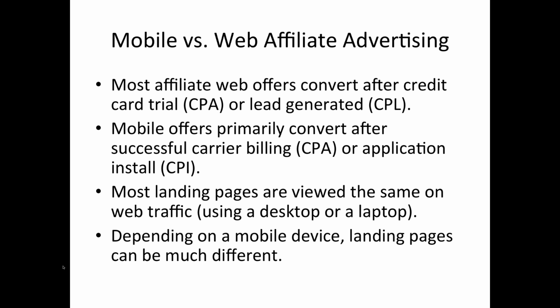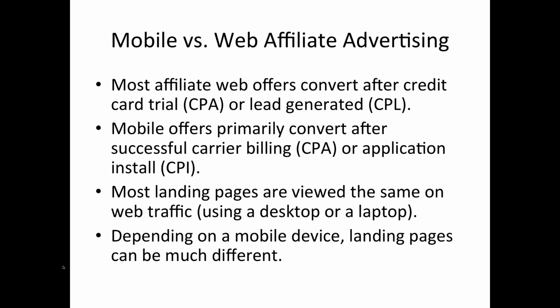Now, when you're advertising on a desktop or laptop computer, most landing pages are all viewed the same. So web traffic, you can see a landing page whether I'm on my laptop or on my desktop computer, and it displays pretty much the same. Well, on a mobile device, landing pages are going to be all over the place, because depending on the device, it's going to format differently. I think that's one of the biggest differences when you're adapting to mobile affiliate marketing outside of web, is that things just show up differently. Whether it's an iPhone or an Android or a feature phone, things display differently.